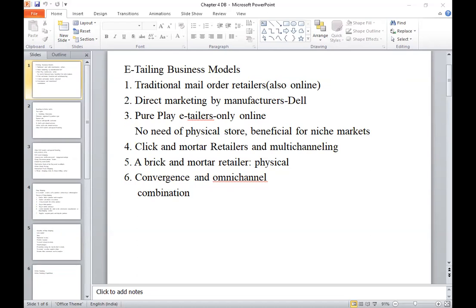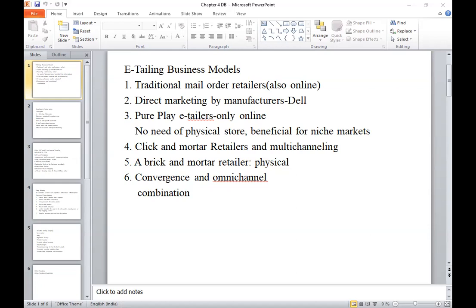Suppose it is just a catering type of business, and they go for only online mode, where they do not have a store. I cook at one place, maybe my house, I do not have any other option. Can I think of this as a business model? It will not work. Why will it not work?